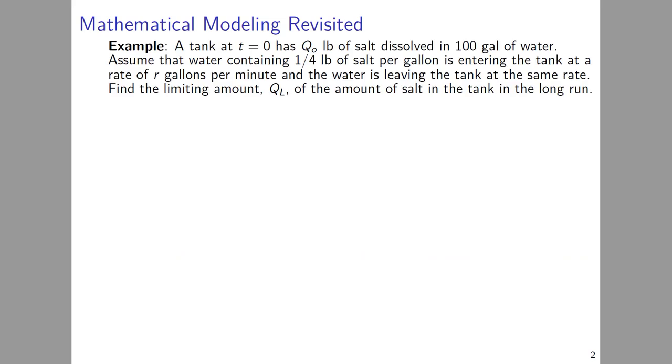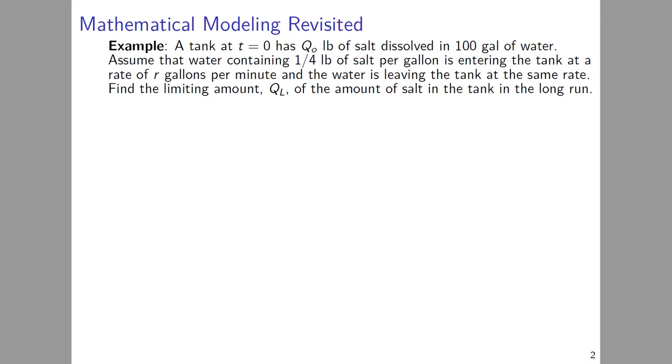For our first example, consider a tank at t = 0 that has Q0 pounds of salt dissolved into 100 gallons of water. Assume that water containing a quarter pound of salt per gallon is entering the tank at a rate of R gallons per minute, and the water is leaving the tank at the same rate. We want to find the limiting amount QL of the amount of salt in the tank in the long run, that is, as t increases off to infinity.